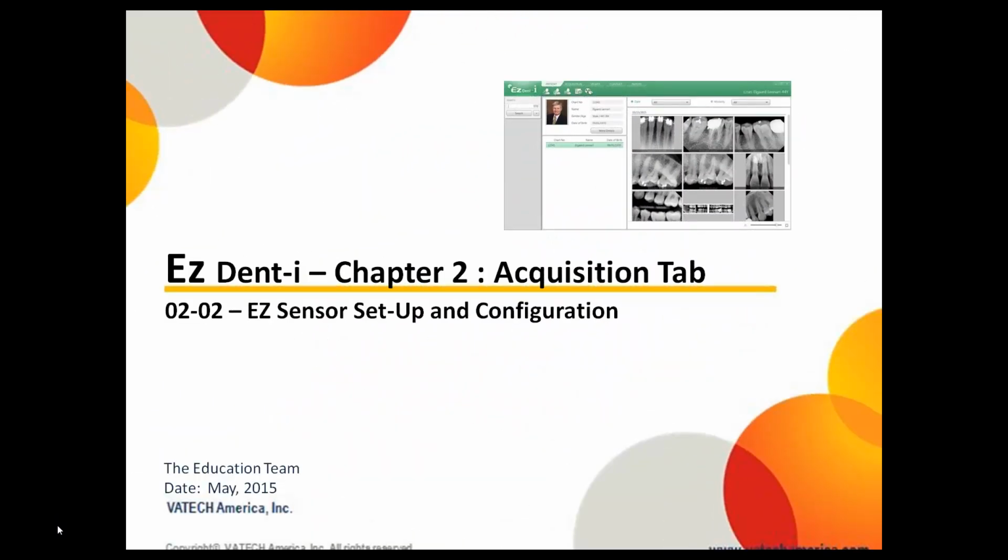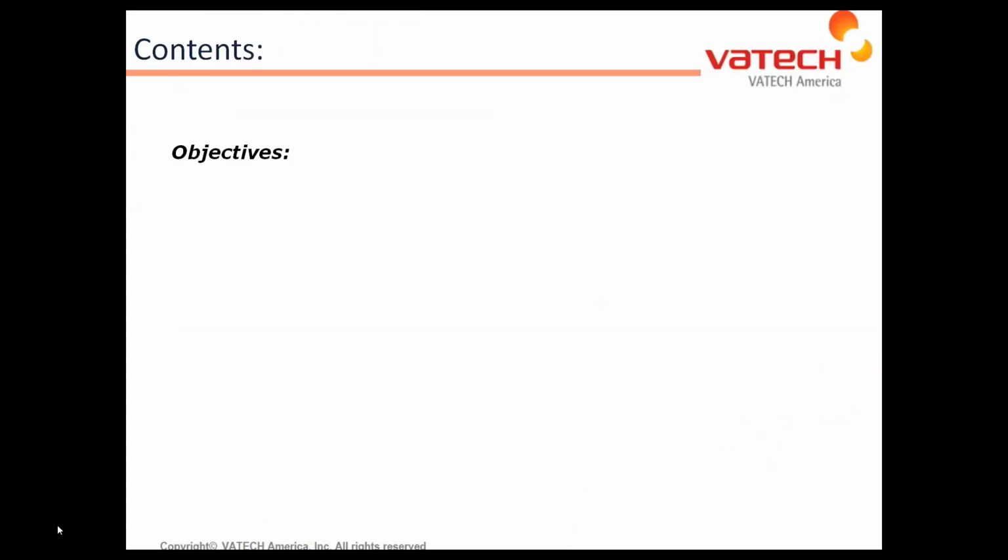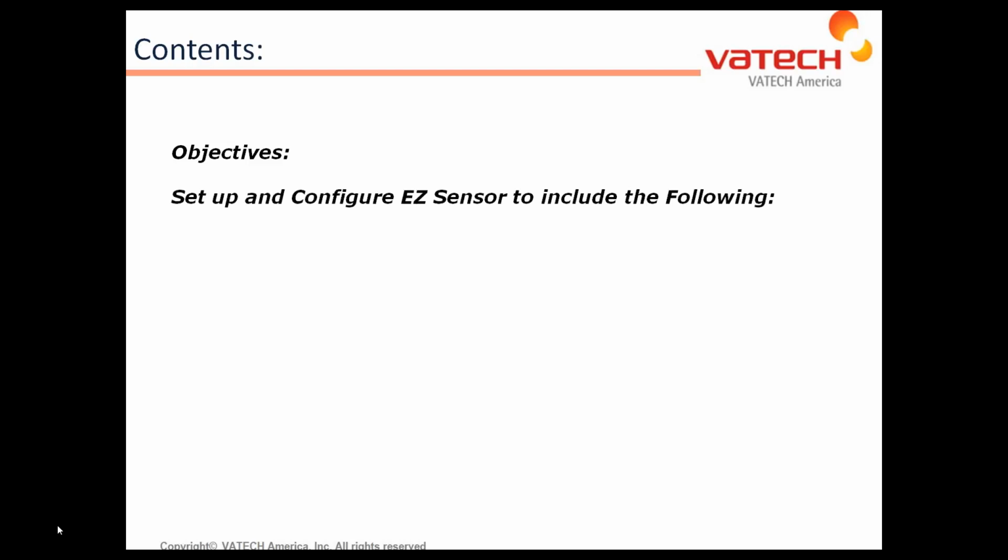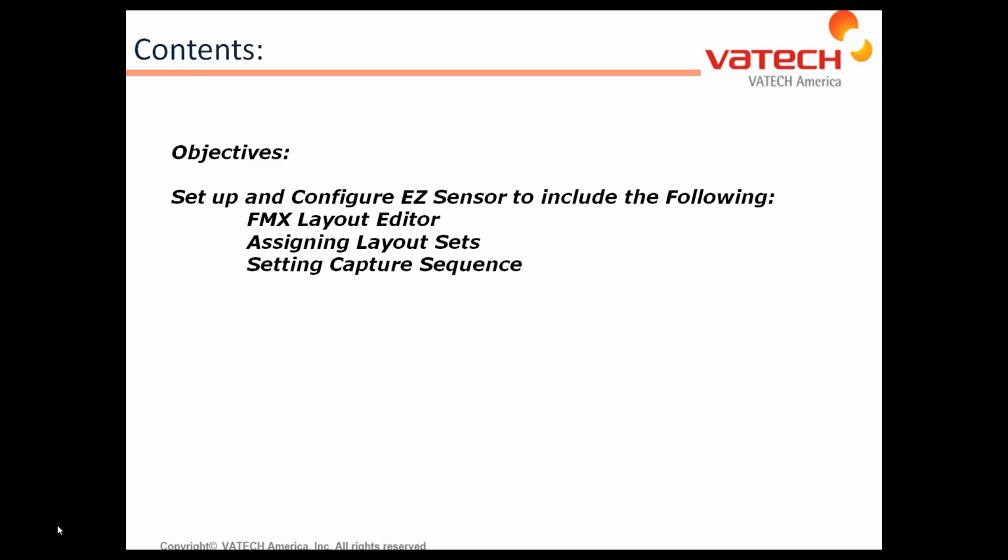EzDent-i, Chapter 2, Acquisition tab, the Easy Sensor Setup and Configuration. Objectives are: set up and configure the Easy Sensor to include the following: FMX Layout Editor, assigning layout sets, and setting capture sequence.